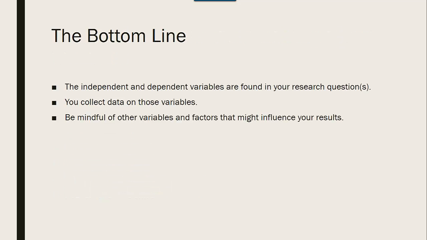The bottom line here is this. The independent and dependent variables are always found in your research question, and you collect data on those variables. But as an action researcher, you have the flexibility and the freedom to be mindful of other variables and factors that might influence your results.